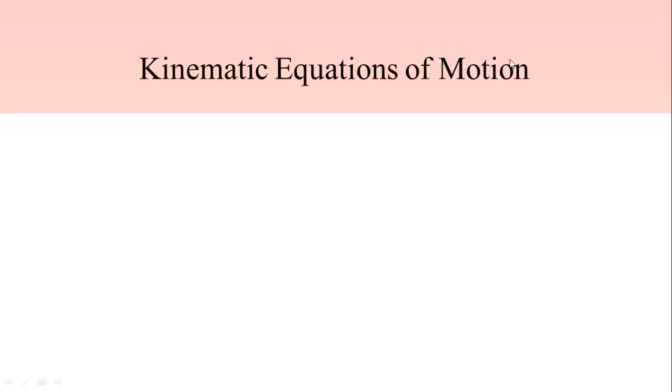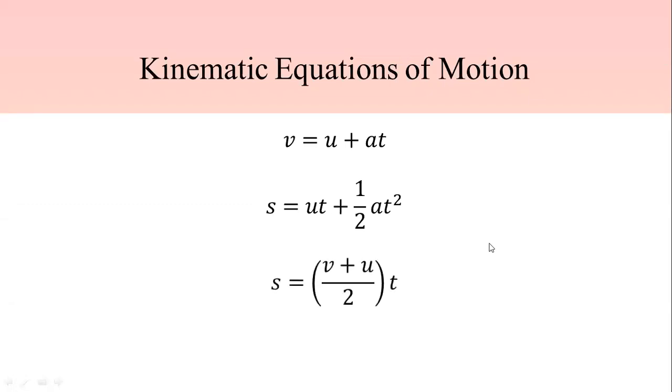In today's session, we will be deriving the kinematic equations of motion, namely the following. v is equal to u plus at, where v is the final velocity, u is the initial velocity, a is the acceleration, and t is time. Next, we have s is equal to ut plus 1/2 at squared, where s is the displacement. Another equation for displacement, we have s is equal to the quantity v plus u over 2 times t. And lastly, we have v squared is equal to u squared plus 2as.